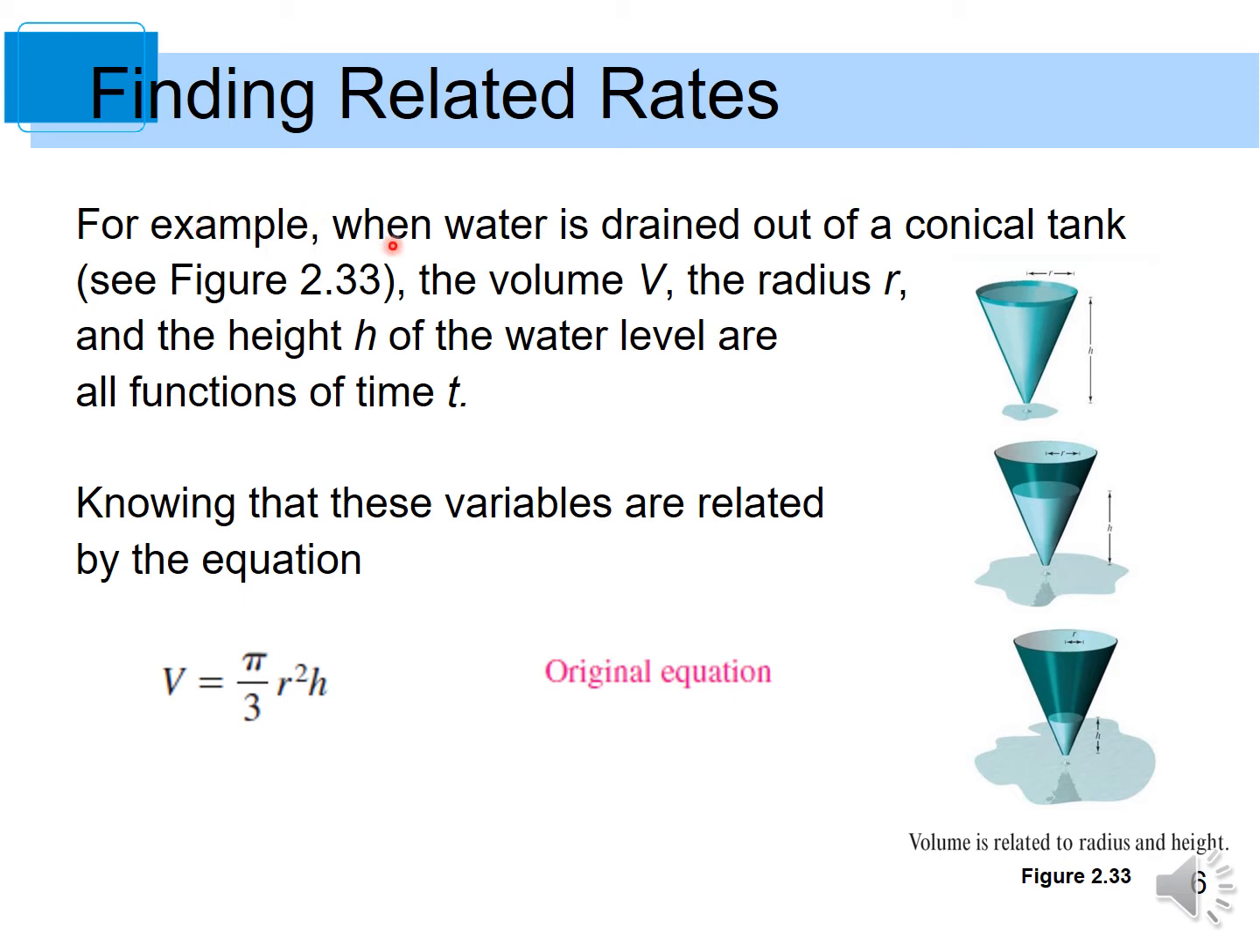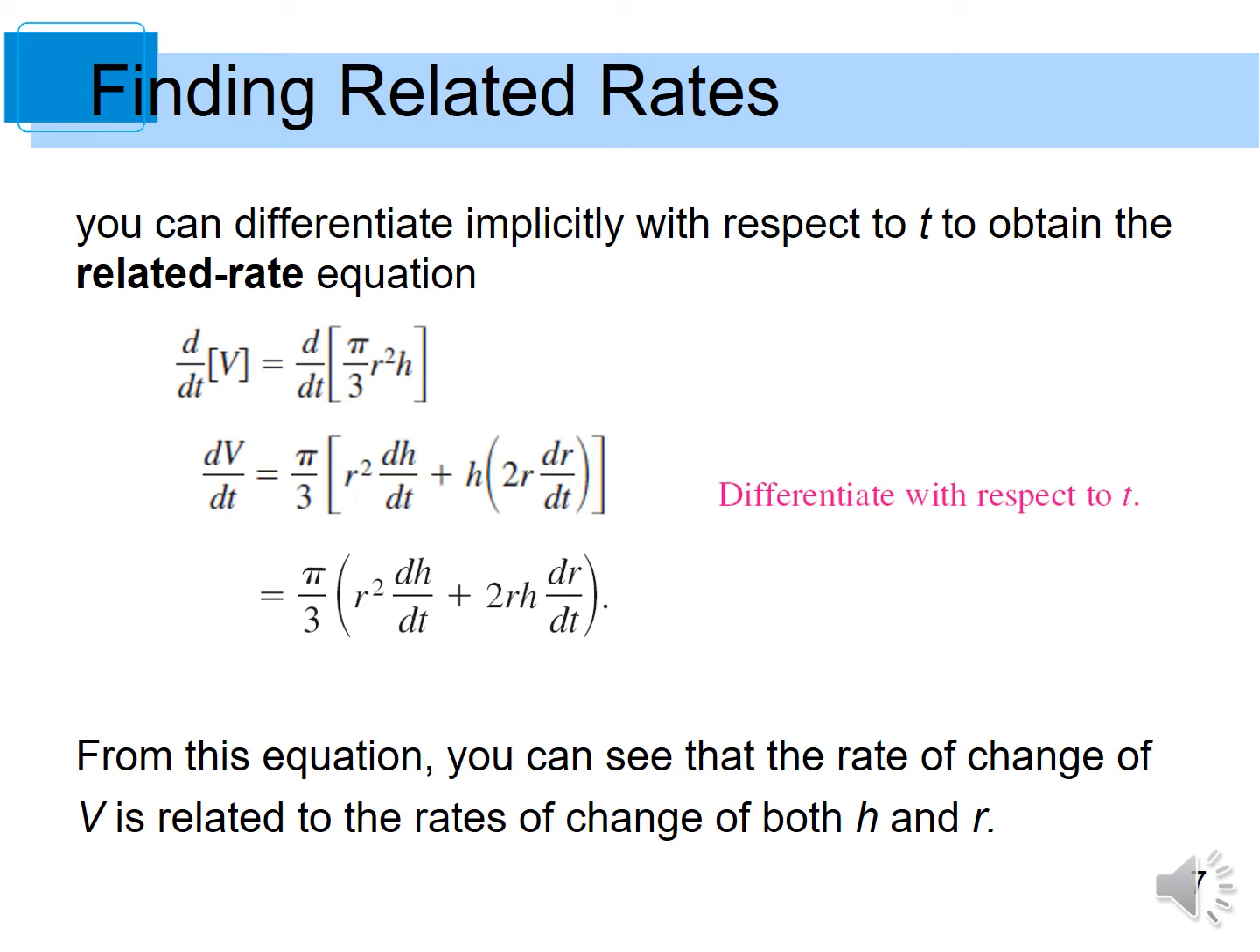For example, when water is drained out of a conical tank, the volume V, the radius r, and the height h of the water level are all functions of time t. Knowing that these variables are related by the equation V = (π/3) r² h, you can differentiate implicitly with respect to t to obtain the related rate equation.